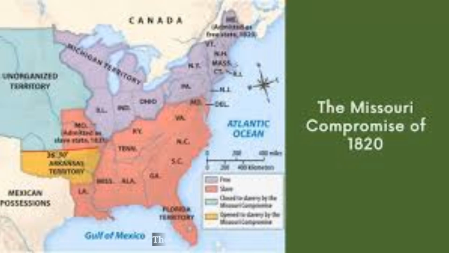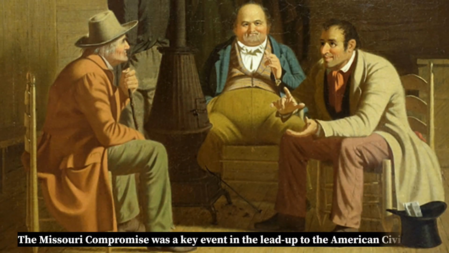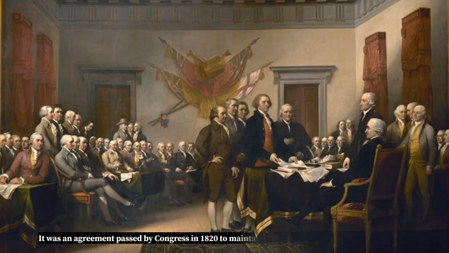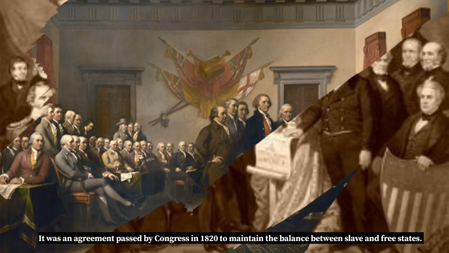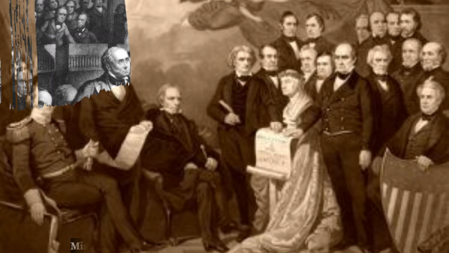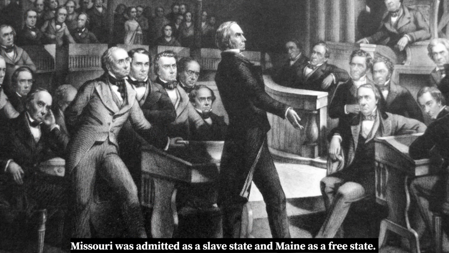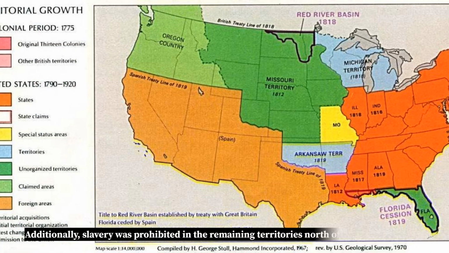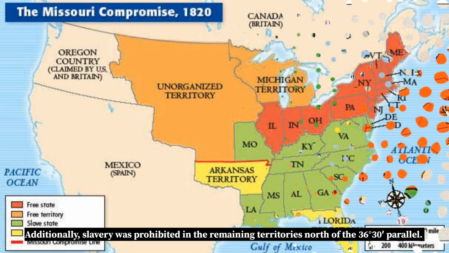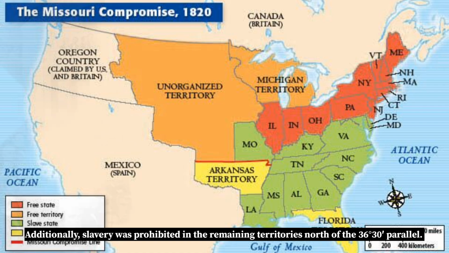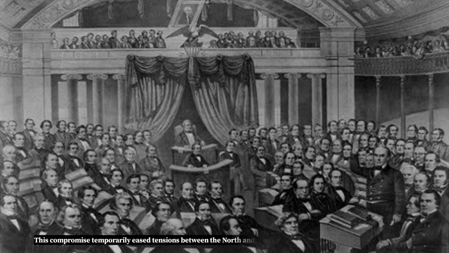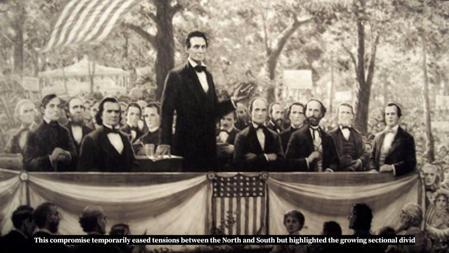4. The Missouri Compromise, 1820. The Missouri Compromise was a key event in the lead-up to the American Civil War. It was an agreement passed by Congress in 1820 to maintain the balance between slave and free states. Missouri was admitted as a slave state and Maine as a free state. Additionally, slavery was prohibited in the remaining territories north of the 36°30′ parallel. This compromise temporarily eased tensions between the North and South but highlighted the growing sectional divide.